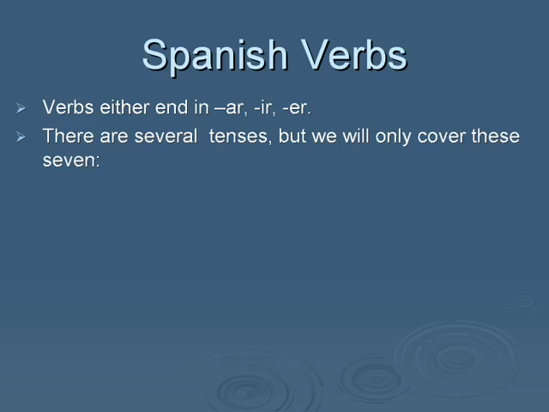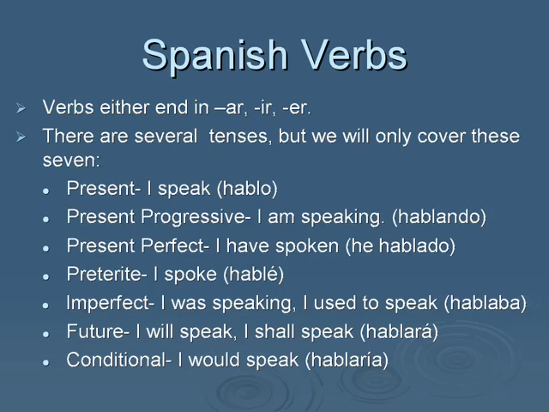So verbs end in either AR, IR, or ER. There are several tenses, but I'm only going to cover 7. The present tense, I speak, yo hablo. The present progressive, I'm speaking, estoy hablando. The present perfect, I've spoken, he hablado.